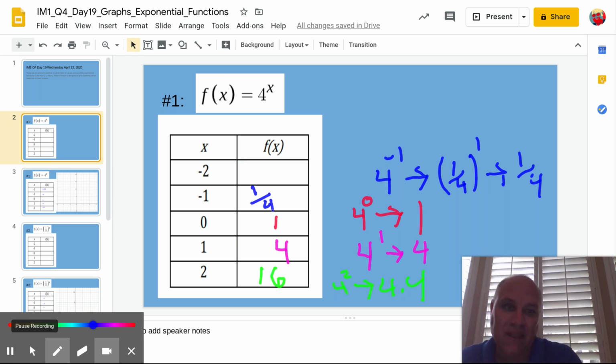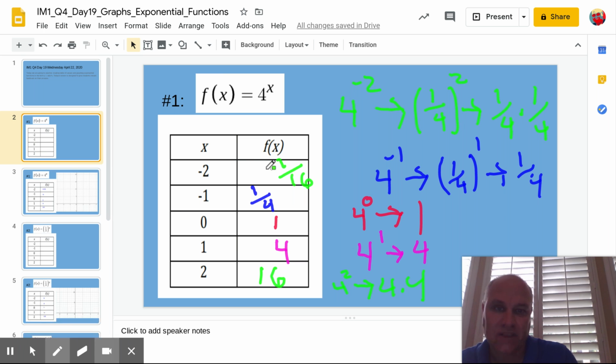Okay, if you got that one wrong, see if you can get this next one right. I want you to substitute -2 in for x, and what do you get? So 4 to the -2 power becomes 1 over 4 to the second power. That's positive 2 now. Okay, 1/4 squared means 1/4 times 1/4. 1 times 1 is 1. 4 times 4 is 16. So our answer is 1/16.